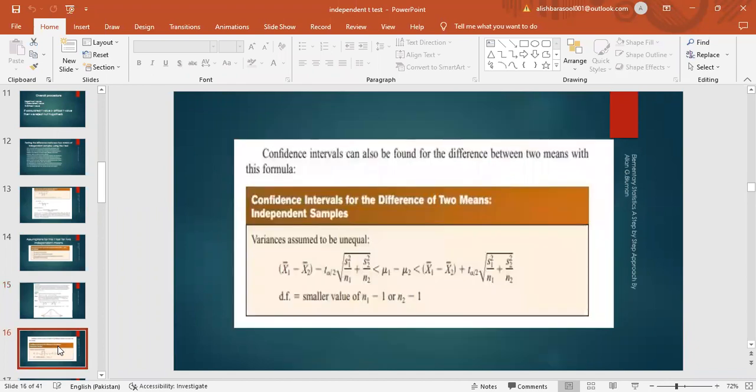Confidence intervals can also be found for the difference between two means with this formula. Variances are assumed to be unequal. The formula for the confidence interval is x1 minus x2 minus the critical value times the square root of s1 squared over n1 plus s2 squared over n2, less than μ1 minus μ2, which is less than or equal to x1 minus x2 plus the critical value times the square root of s1 squared over n1 plus s2 squared over n2. And degrees of freedom will be the smaller value of n1 minus 1 or n2 minus 1.